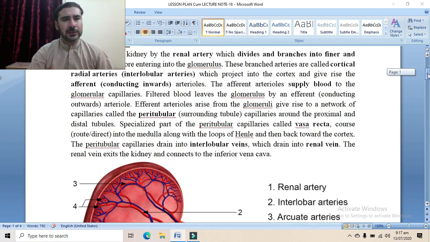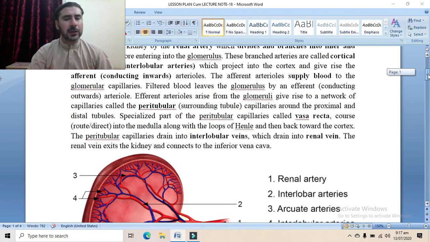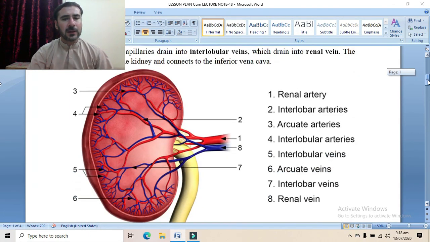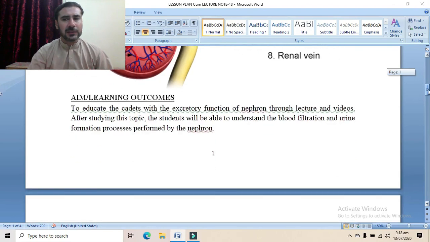After that, the peritubular capillaries combine together to form the interlobular veins. Then the interlobular veins drain into the renal vein. The renal vein then drains into the inferior vena cava. The inferior vena cava carries the blood to the heart. So this is all about the previous lecture.